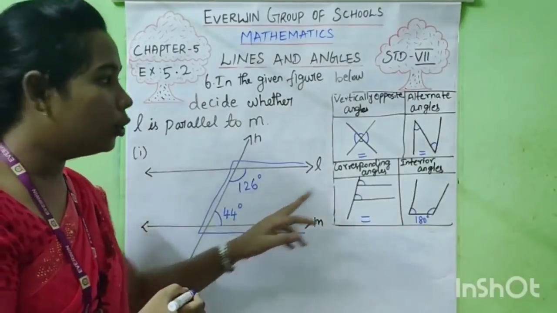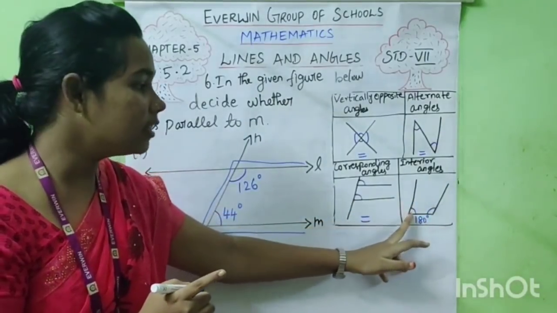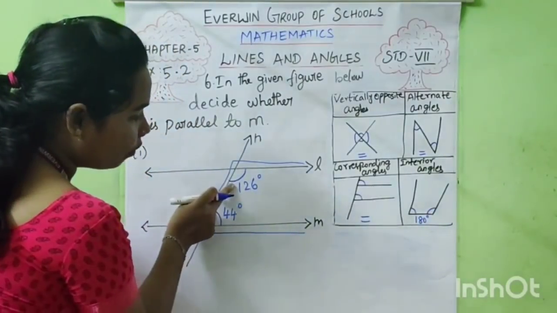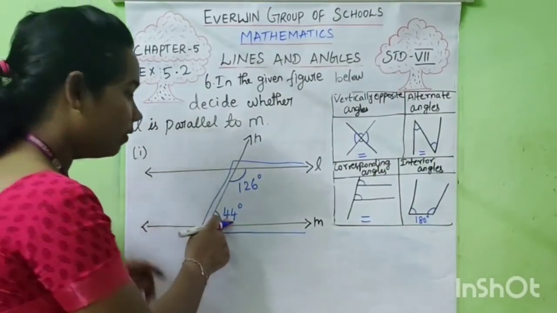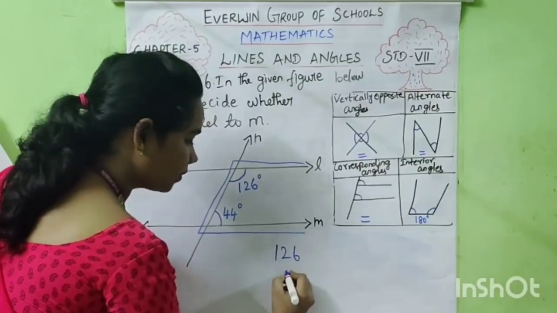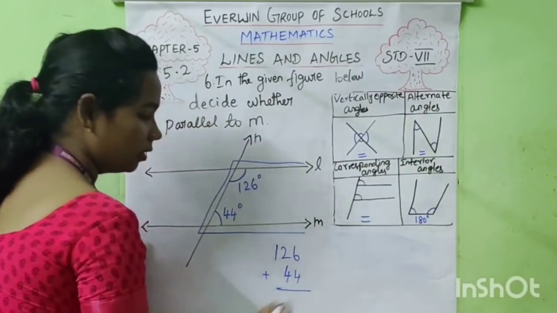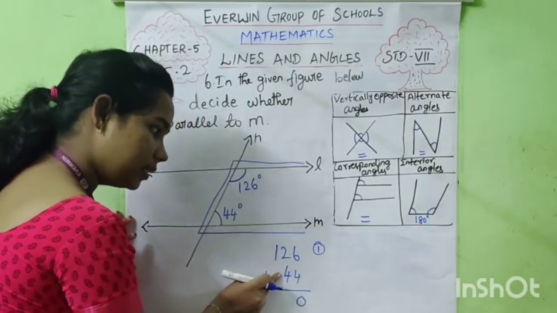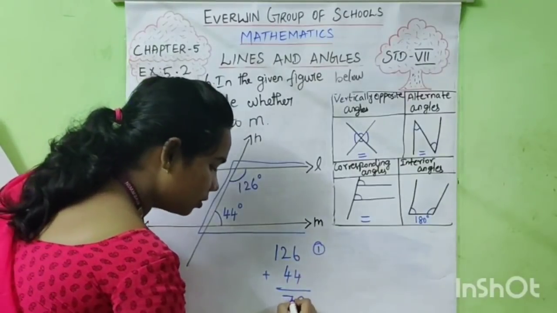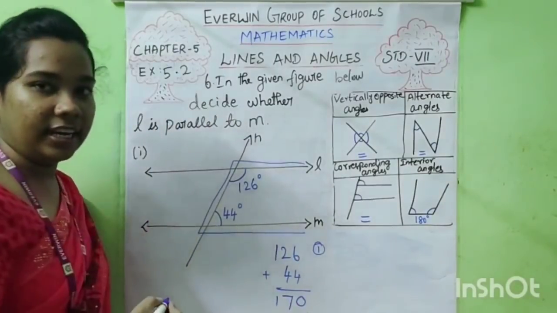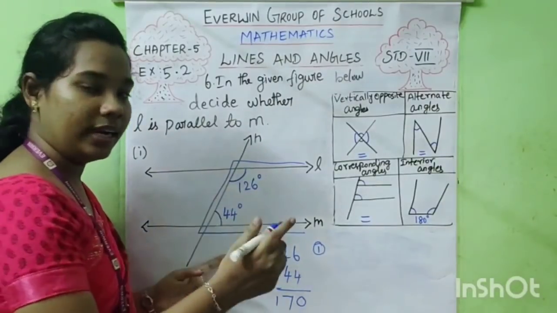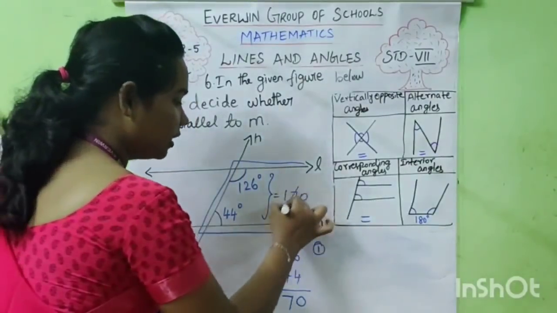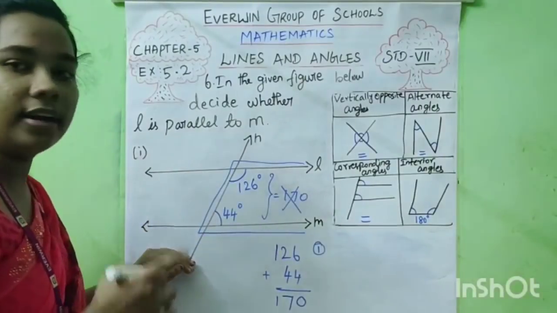This is U, right? U means interior angles. Interior angles, that is, the addition of both angles should be 180 degree. Here we have 126 and 44. Shall we check? So 126 degree and 44, addition. 6 plus 4 is 10, 0, 1 is remaining, 2 plus 4 is 6, 6 plus 1 is 7, so 170 degree. So the sum of these two angles is only 170 degree, but it should be 180 degree. So this is not parallel. So these two lines are not parallel.